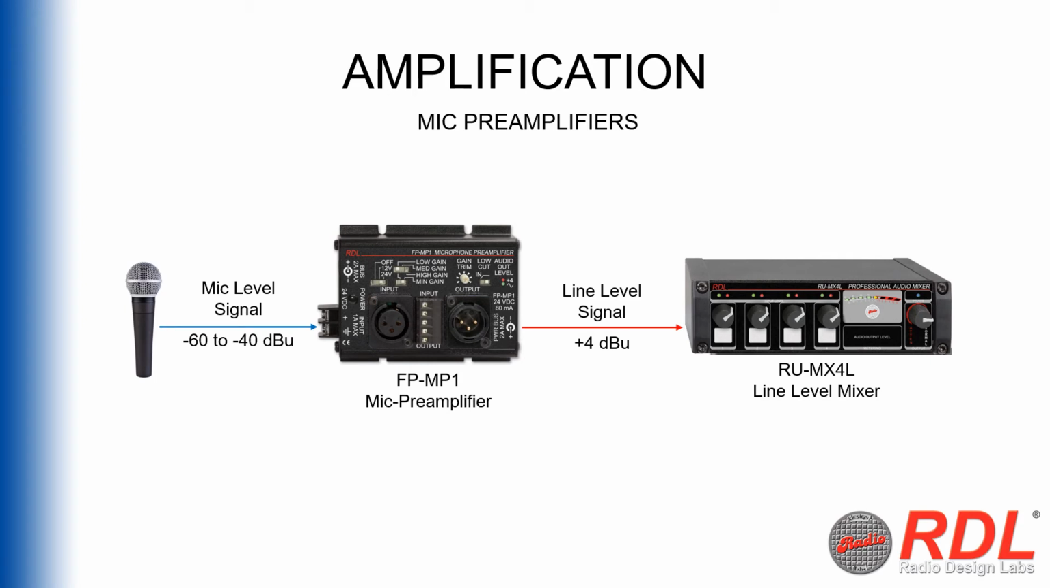Next, we'll discuss amplification, or the boosting of signals. There are three common types of signal boosting devices: mic preamplifiers, line amplifiers, and power amplifiers. I'll start with mic preamplifiers. Microphones output extremely low-level signals, typically in a range of -60 to -40 dBu. A mic preamplifier, also known as a microphone preamplifier, mic pre, or just preamplifier, is used to boost mic level signals up to line level in order to work with other audio equipment.